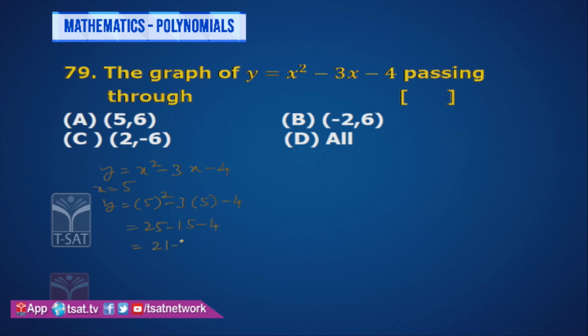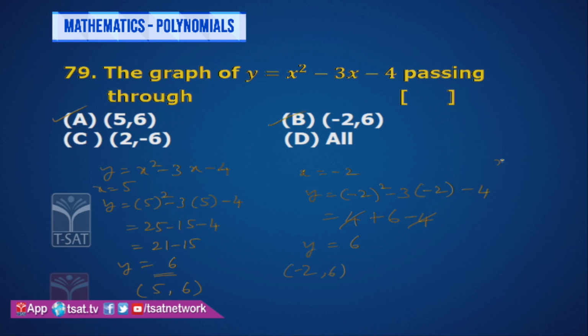That is 21 minus 15 equals 6. Y equals 6 when you take x equals 8, so it is passing through this first point. When you take x equals minus 2, y equals (minus 2) squared minus 3 into minus 2 minus 4. What will you get? Minus 2 squared is plus 4, minus into minus is plus, 3 twos are 6, minus 4 plus 4 minus 4 gets cancelled. So y equals 6. When you take minus 2 you are getting 6. So this is also correct.